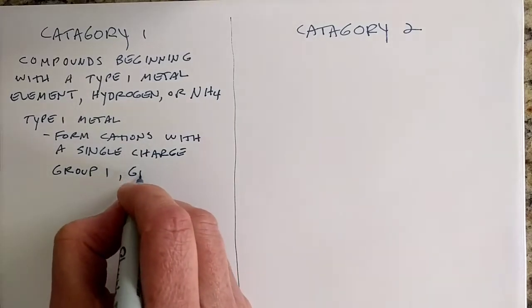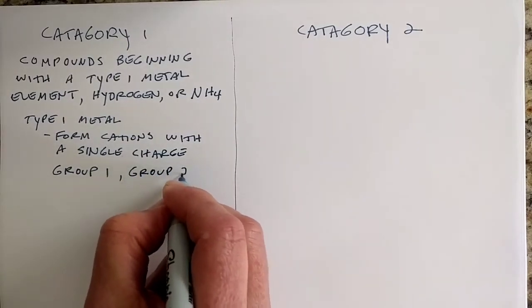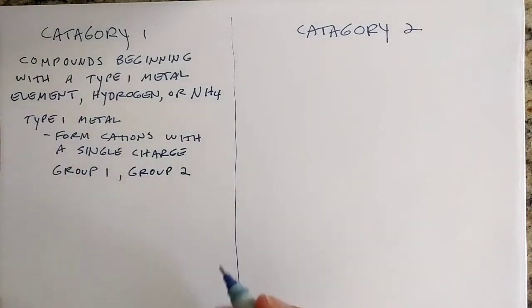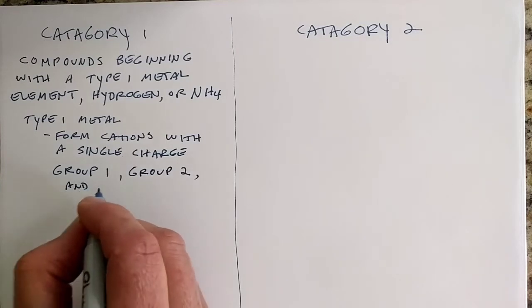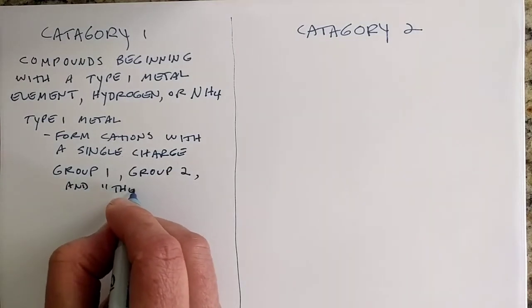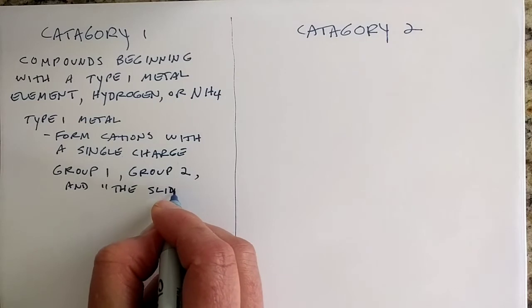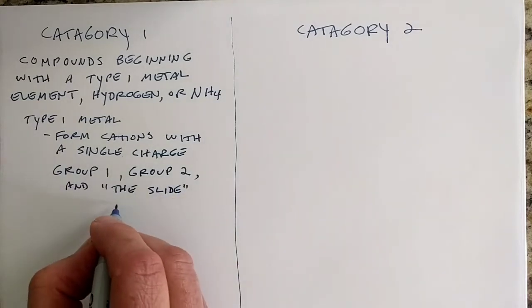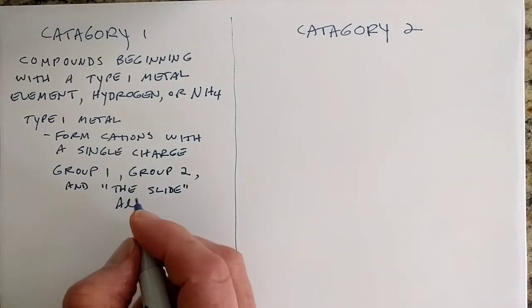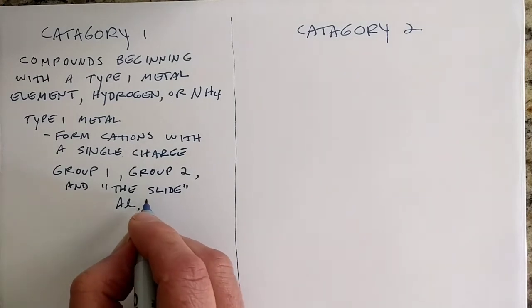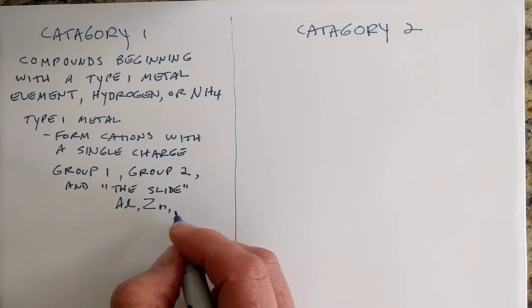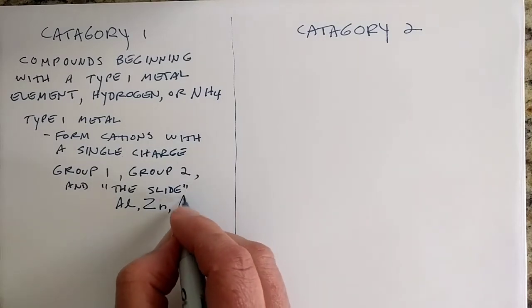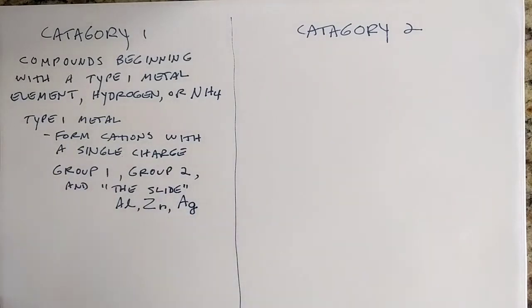Group 2, so beryllium, magnesium, etc., etc. And what is called the slide. The slide is aluminum, which is always a 3+ ion. Slide down catacorner to zinc, it's always a 2+ ion. Slide down catacorner to silver, that's always a 1+ ion.